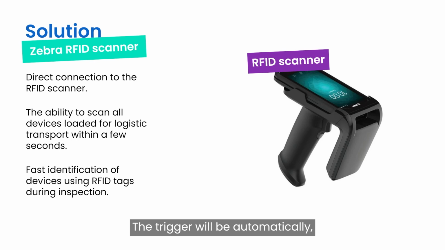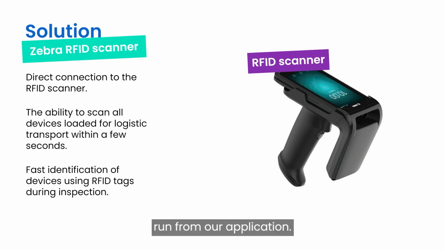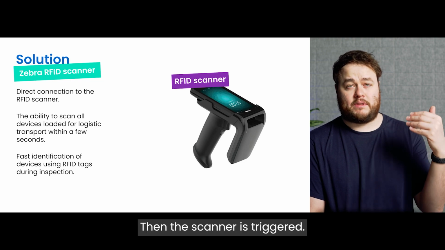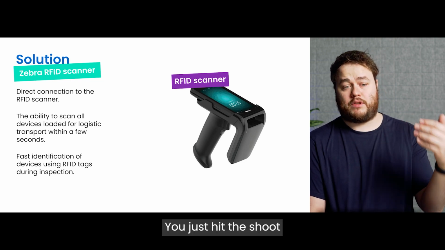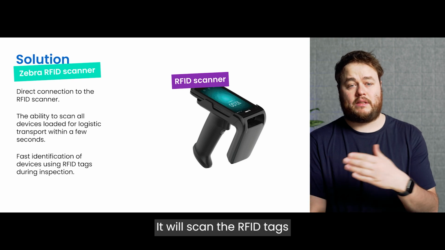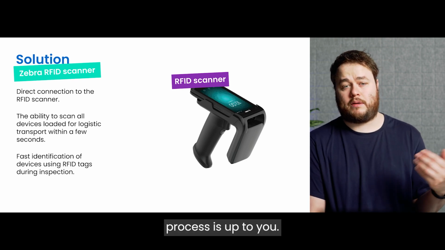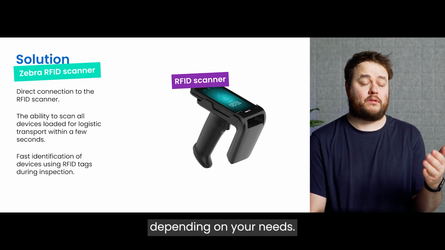The trigger will be automatically run from our application. Then the scanner is triggered. You just hit the shoot button in the scanner. It will scan the RFID tags and return to our application. What will be the post process? It's up to you. You can customize it depending on your needs.